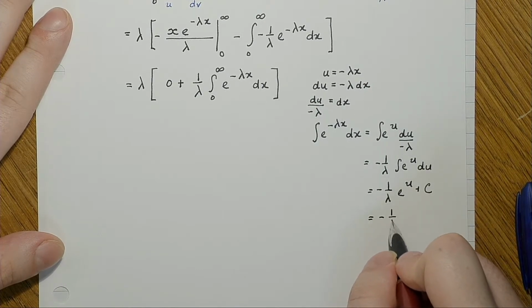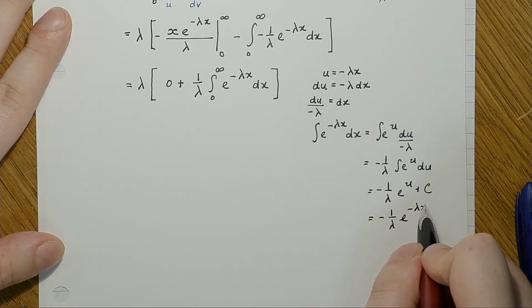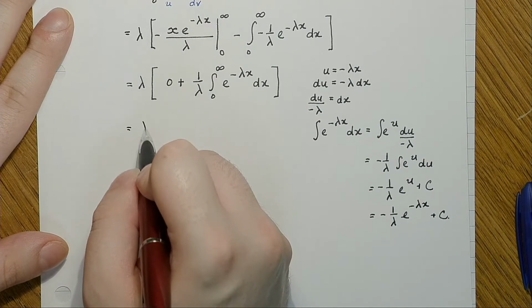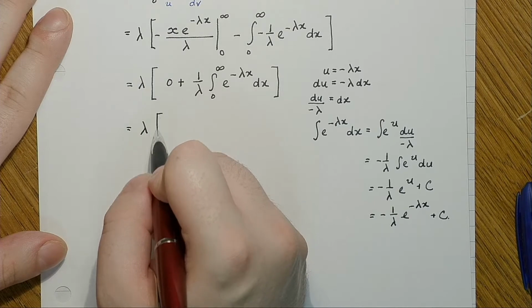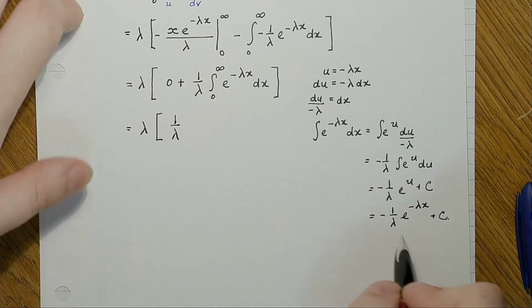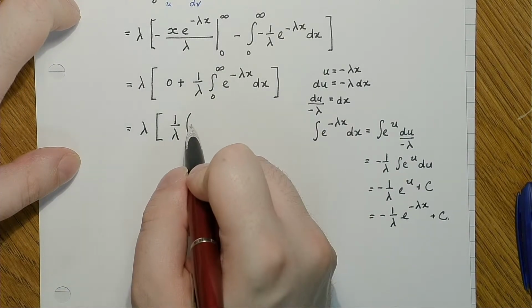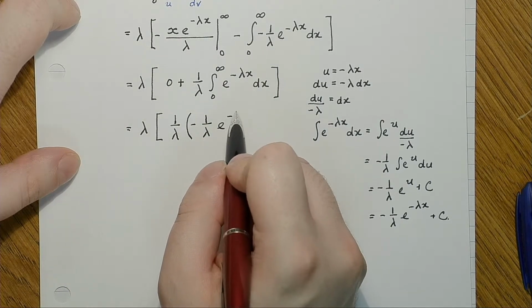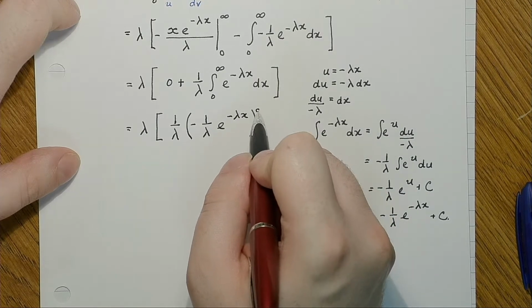And I'm almost finished with this. I just have to substitute in my minus lambda. It's constant. So that's it. So I don't have to worry about that 0 there. I have 1 over lambda. And then I need to have this integral, e to the minus lambda x from 0 to infinity.